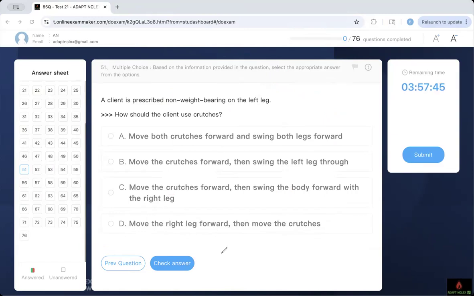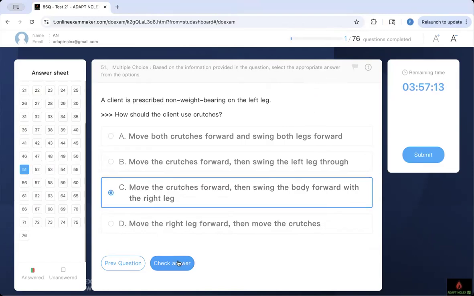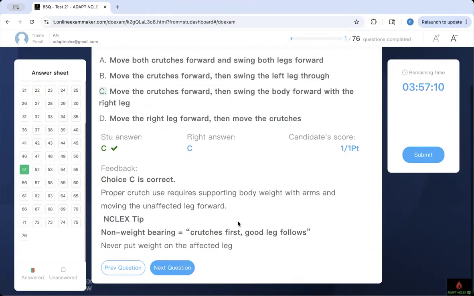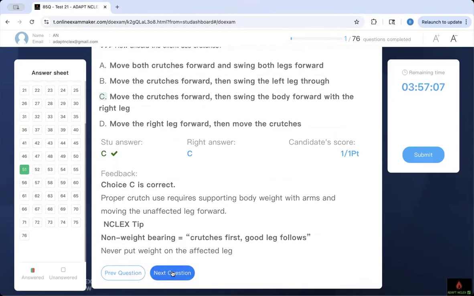You pick your answer. I can tell you, if you have this order, non-weight bearing, that leg is considered an amputation. You can't move it. You can't touch it on the ground. Therefore, you have to swing through. That's the only way you can move. And which leg is going to swing through? The good leg. Therefore, you move the crutches and you swing through with the good leg. That's how you move in this situation. Therefore, move the crutches forward, then swing the body through with the right leg, which is the unaffected leg. And this is the NCLEX step.